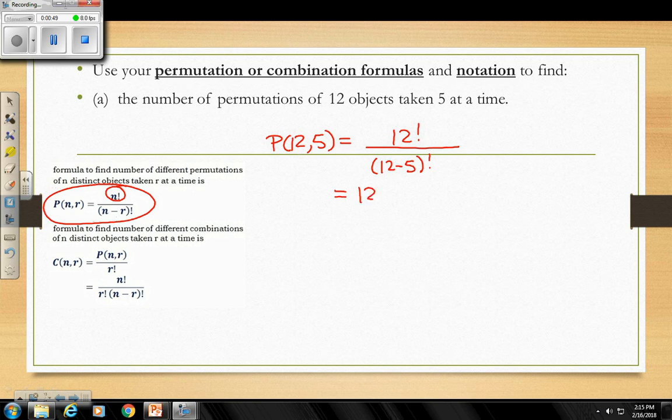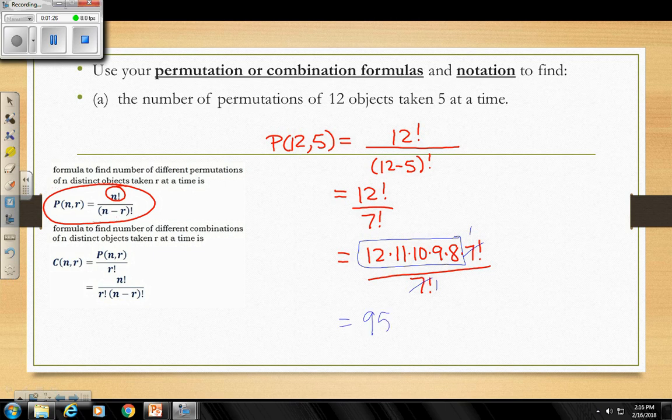That would be 12 factorial divided by 7 factorial, which is 12 times 11 times 10 times 9 times 8 times 7 factorial over 7 factorial. Since all of this is multiplied, we can divide out 7 factorial over 7 factorial, just leaving us 12 times 11 times 10 times 9 times 8. This answer can be achieved on your calculator, which was 95,040. Now, I'm going to teach you a shortcut.